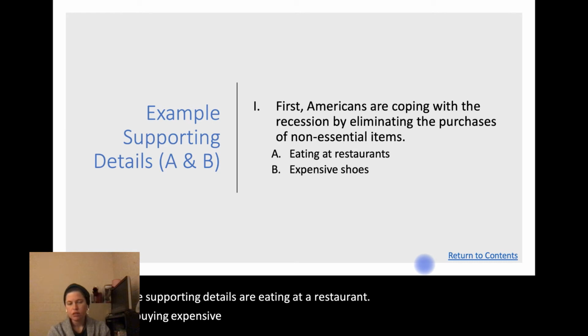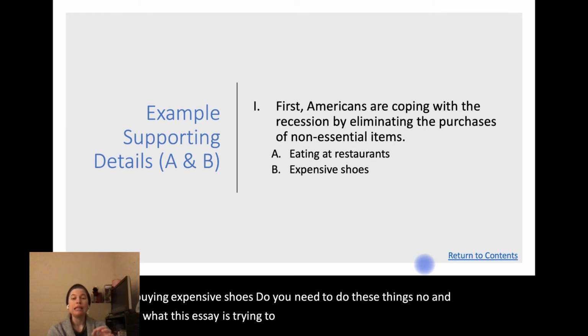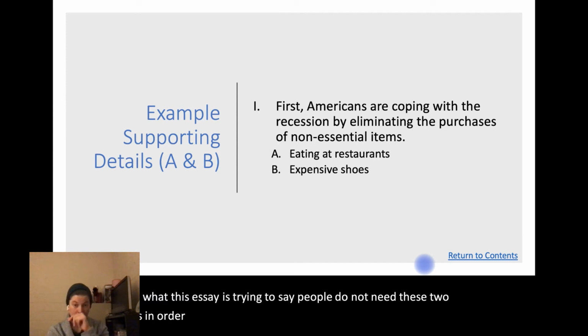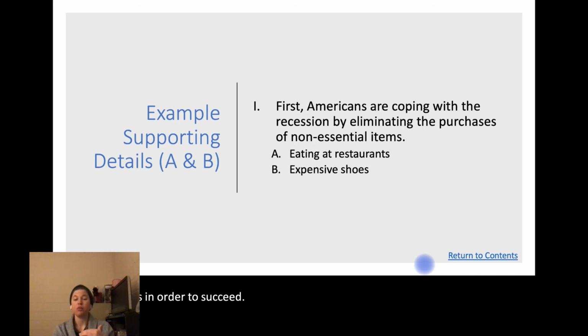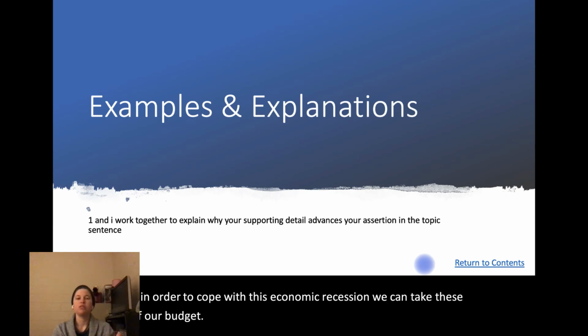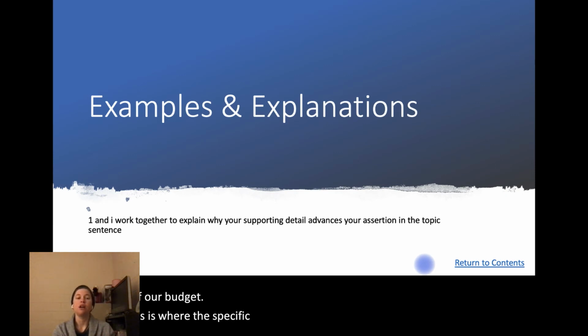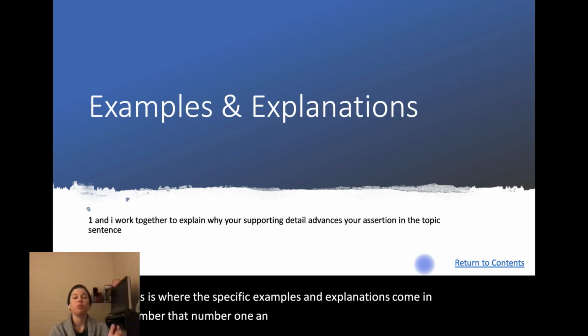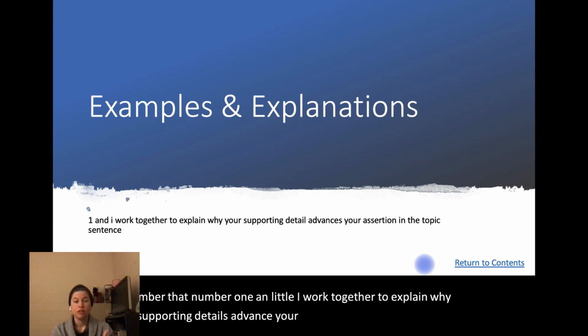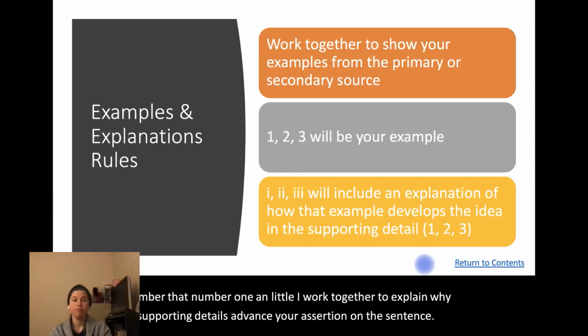Do you need to do these things? No. And that's what this essay is trying to say. People do not need these two things in order to succeed, right? In order to cope with this economic recession, we can take these out of our budget. So this is where the specific examples and explanations come in. Remember that number one and little i work together to explain why your supporting details advance your assertion in the topic sentence.